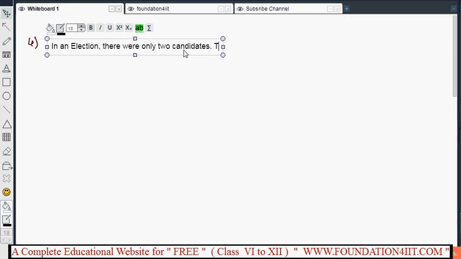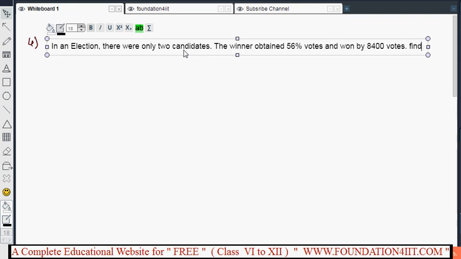The winner obtained 56% votes, and won by 8,400 votes. Find the total number of votes polled.